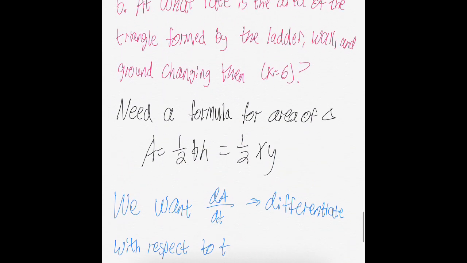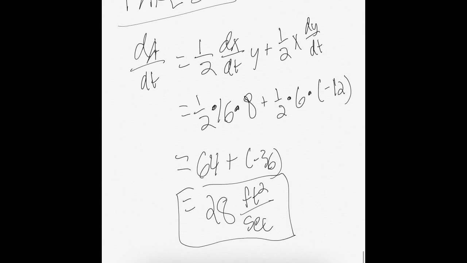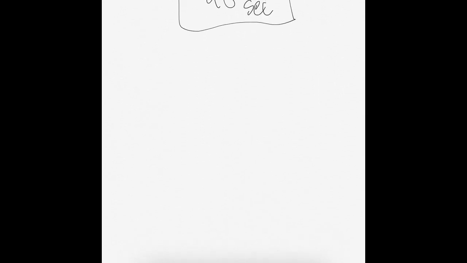Okay, so we need to be careful here because our formula multiplied x and y, so we needed to use the product rule. But other than that, it was fairly straightforward. Find a formula for area, and then take the derivative of both sides with respect to time, because we wanted to find dA/dt. Okay, see, everybody makes mistakes. It is okay.